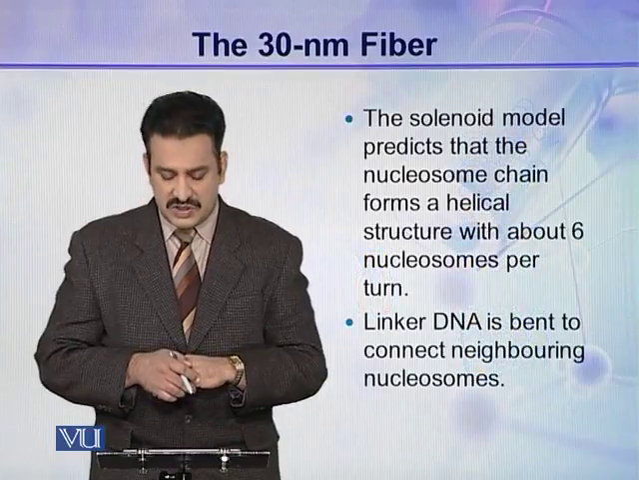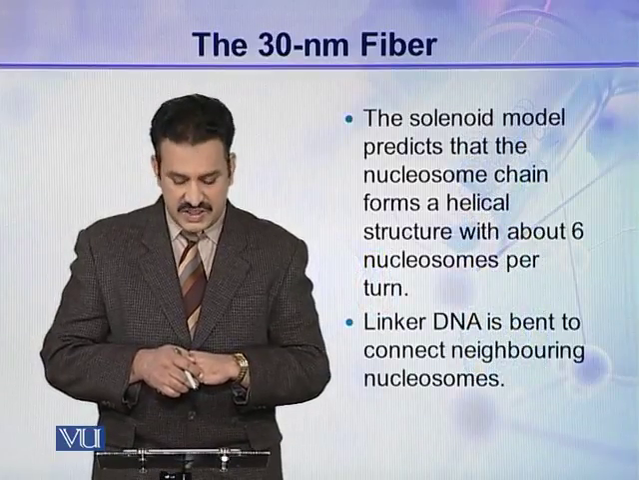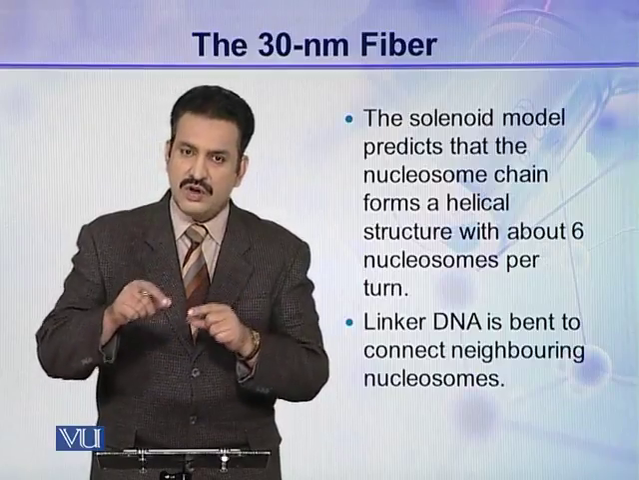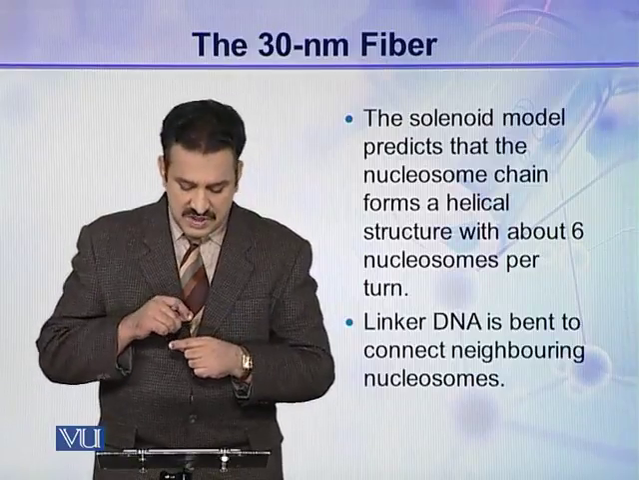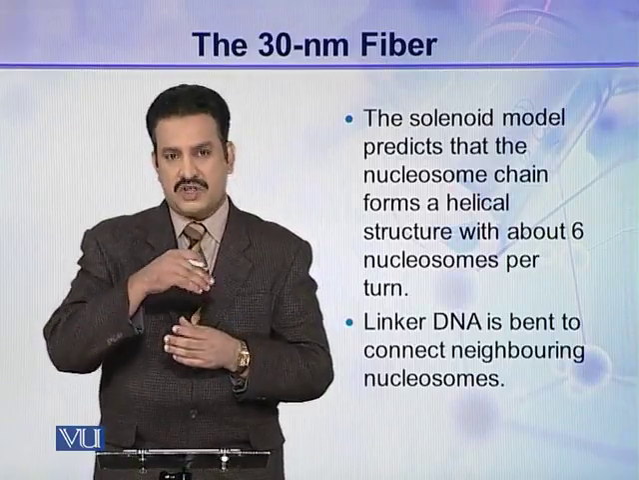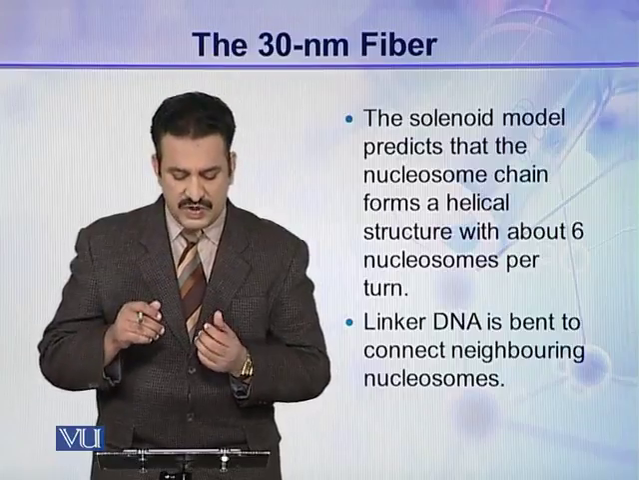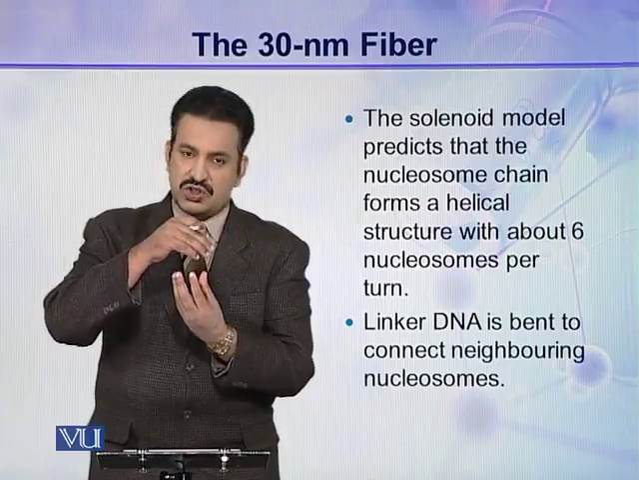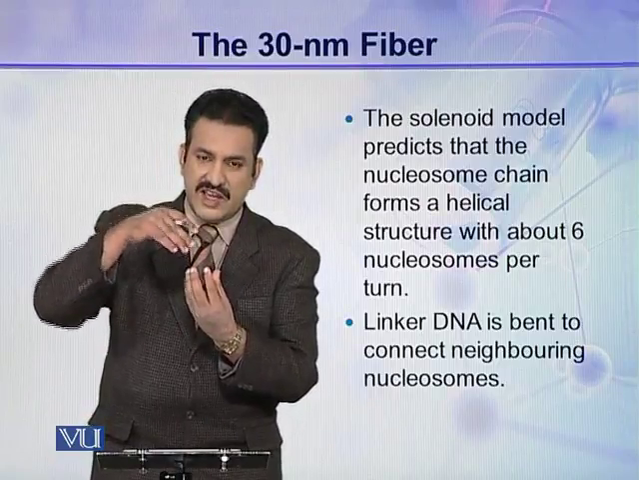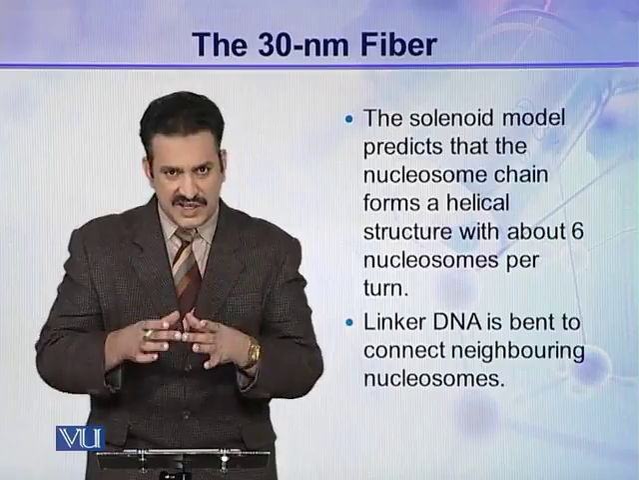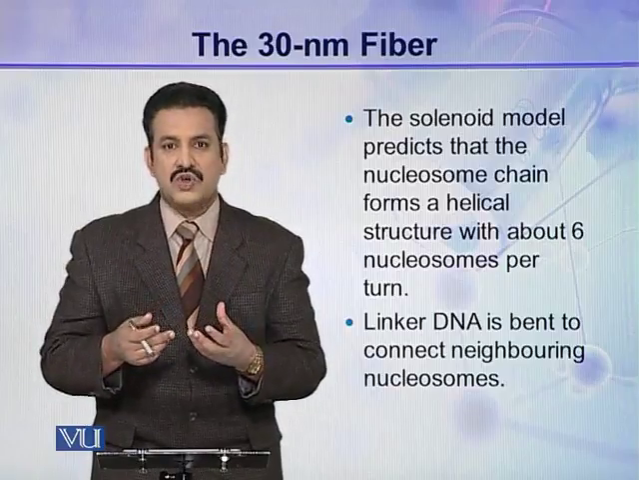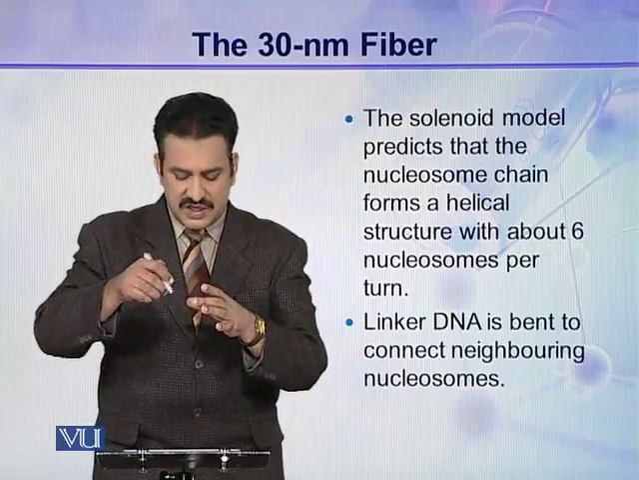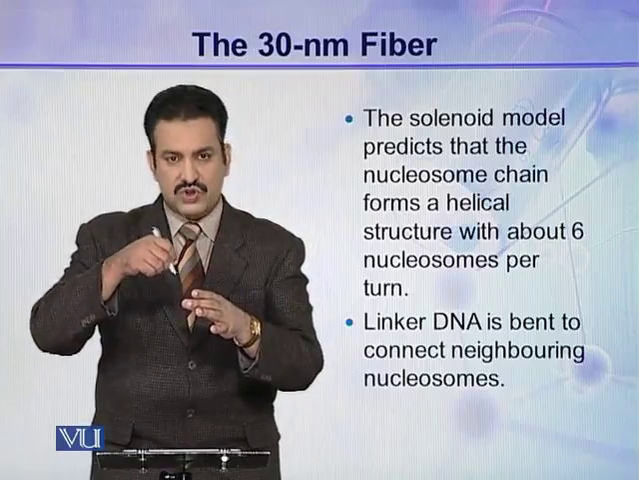The other model, the solenoid model, predicts that the nucleosome chain, that 10 nanometer fiber, forms a helical structure with about 6 nucleosomes per turn. This forms the helical structure. The helix is a cylindrical helix, which is called a solenoid. In this cylindrical helix, one turn contains about 6 nucleosomes.